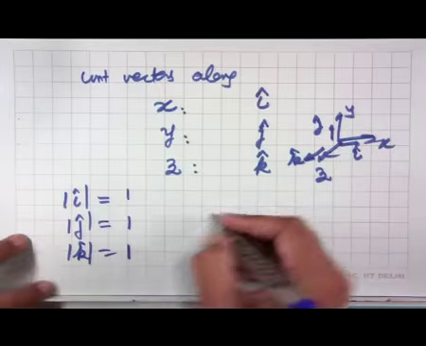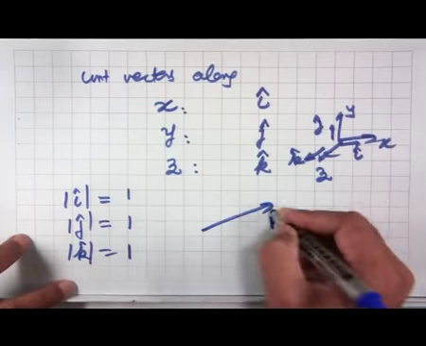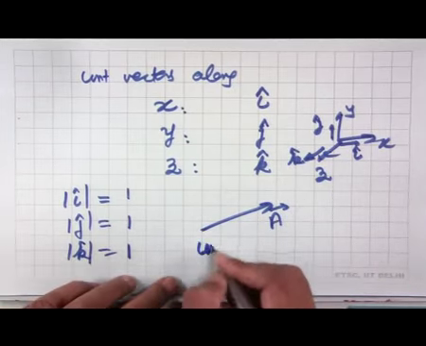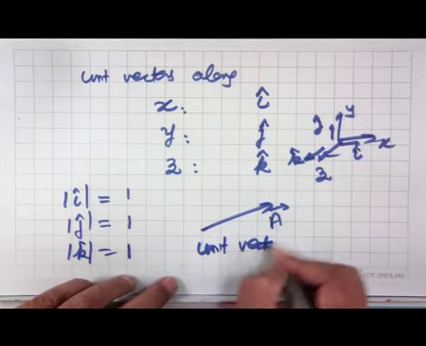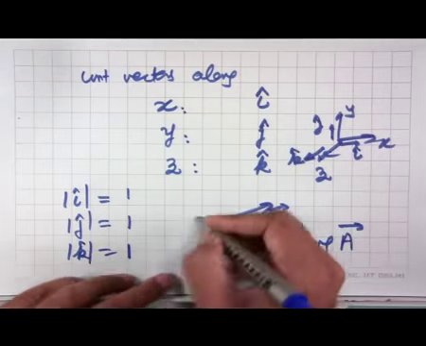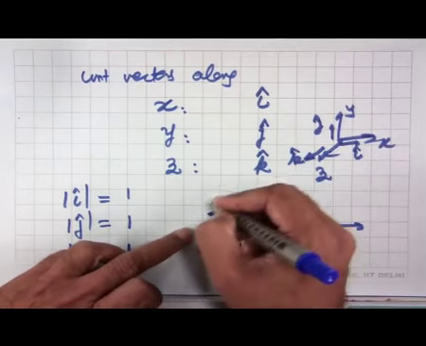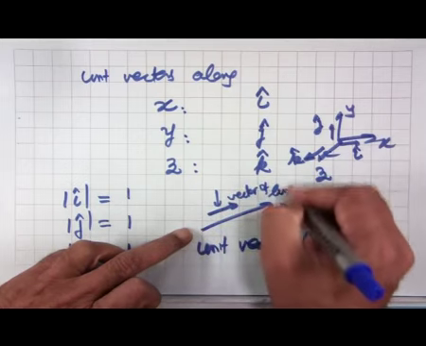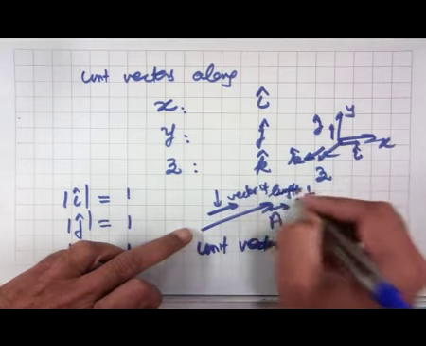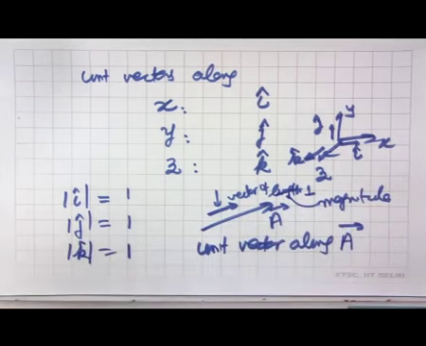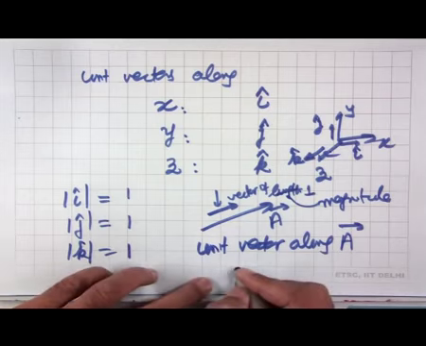And suppose I have a vector A in some general direction. So, the unit vector along A will be a vector of magnitude, I should not use the word length, I should say of magnitude 1 along the direction of A. This is what we will call the unit vector of A.